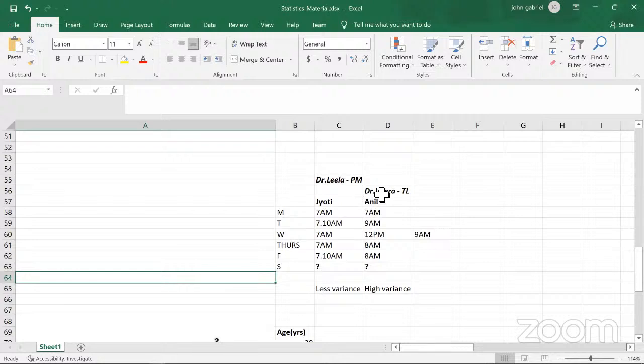Now, let's say maybe Dr. Leela is asking Veera, hey, when is Jyoti going to reach the office? I just wanted to meet her, I just wanted to appraise her for her work. Something, just there's a conversation. Now, Veera is looking into her history. When is Jyoti reaching the office? Now I want to make a statement: when is Jyoti going to reach the office on Saturday?